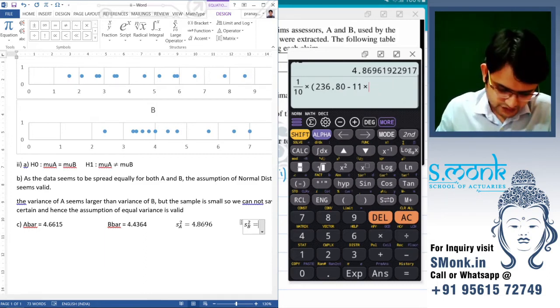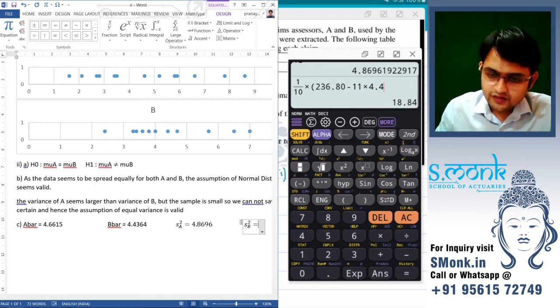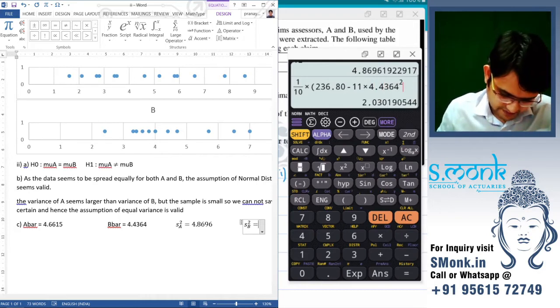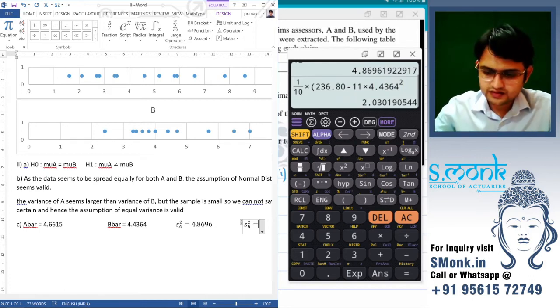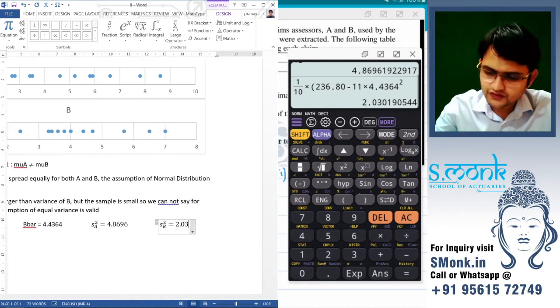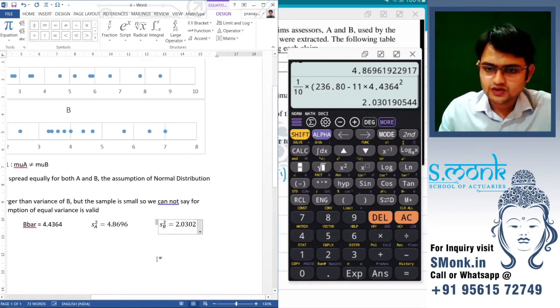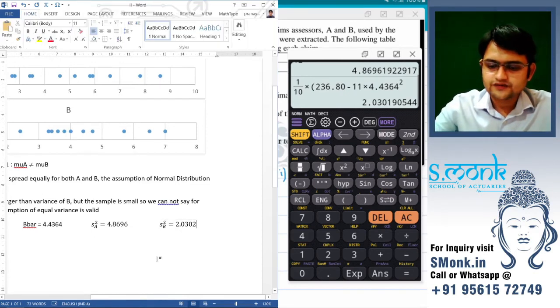B bar was 4.4364 square. SB square is 2.0301. I'll just say 02. Okay. Then we'll have to also calculate SP, our pooled variance.